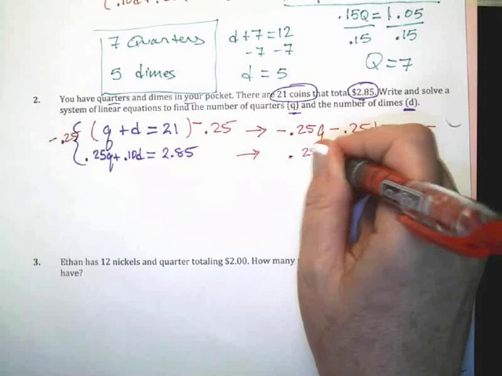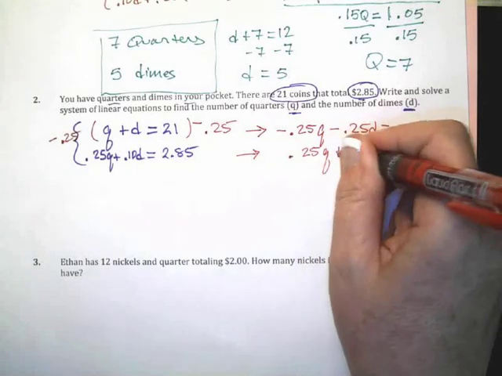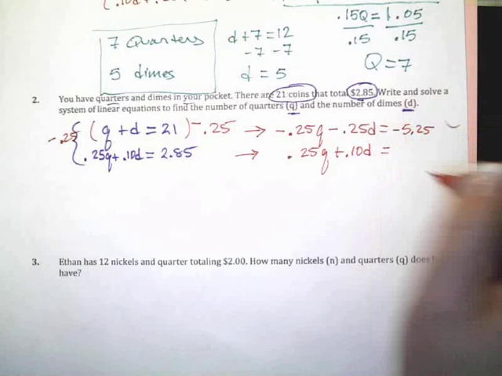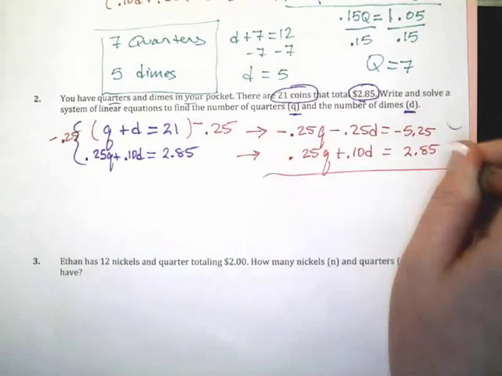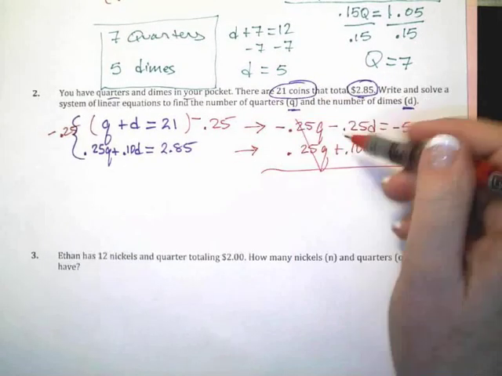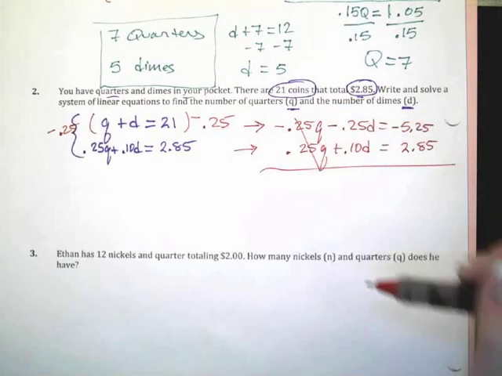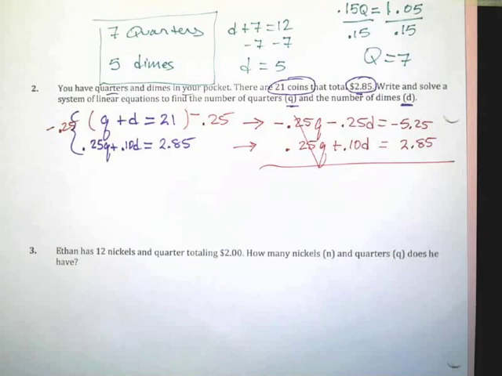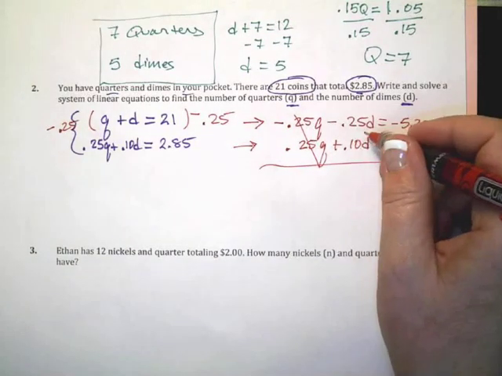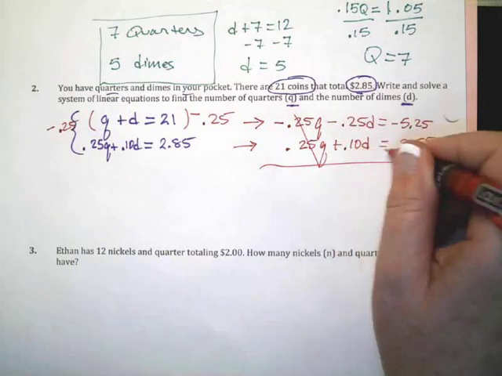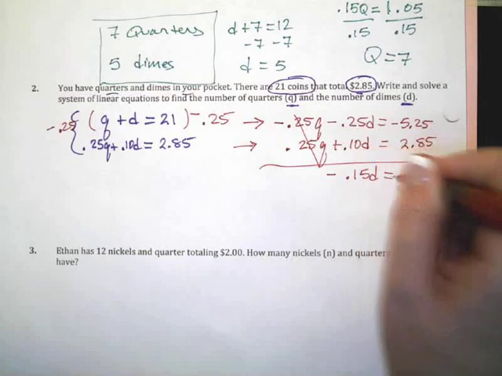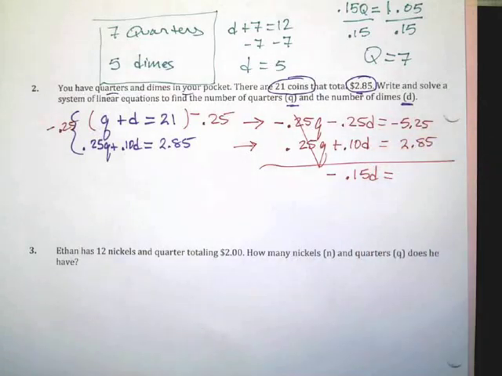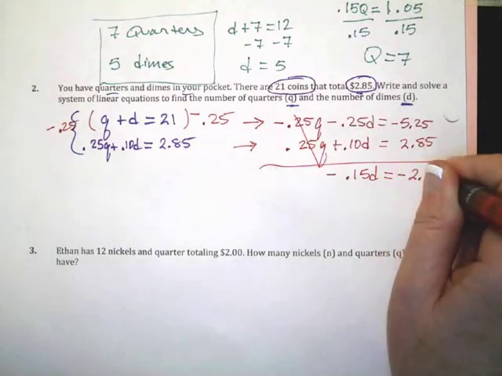Work really carefully when you're solving these equations. It's easy to make a simple mistake, either between the negatives or adding these decimals together, which is why you can always double check on the calculator. So I kept the bottom equation the same. I'm now adding these equations together so that the Q's drop out. Negative 0.25 plus 0.10 is negative 0.15 D is equal to negative 2.4.